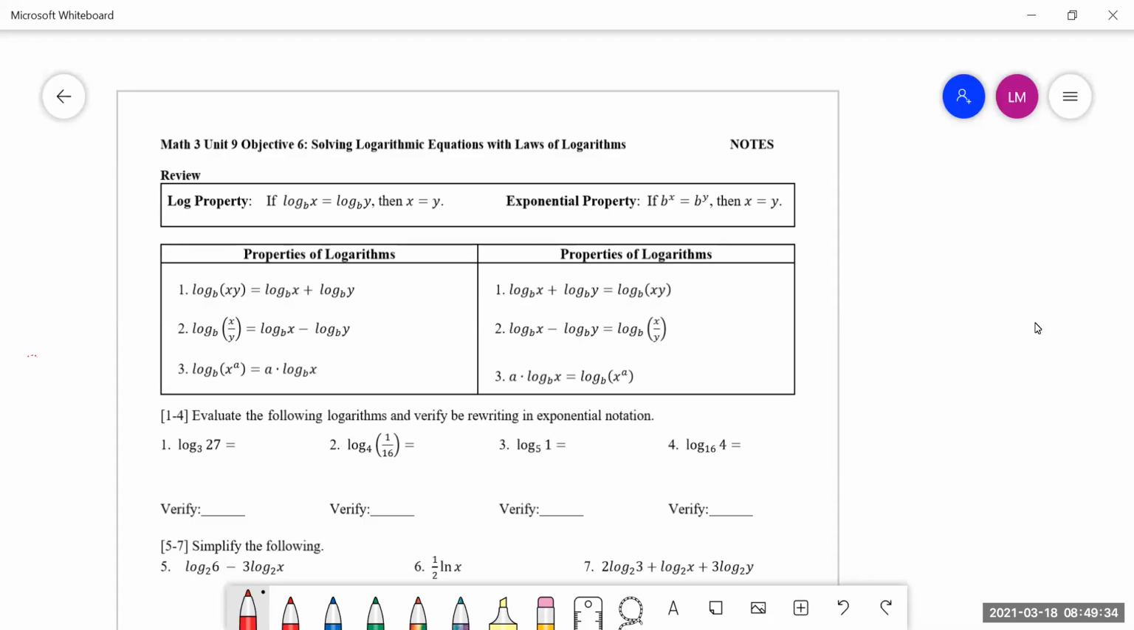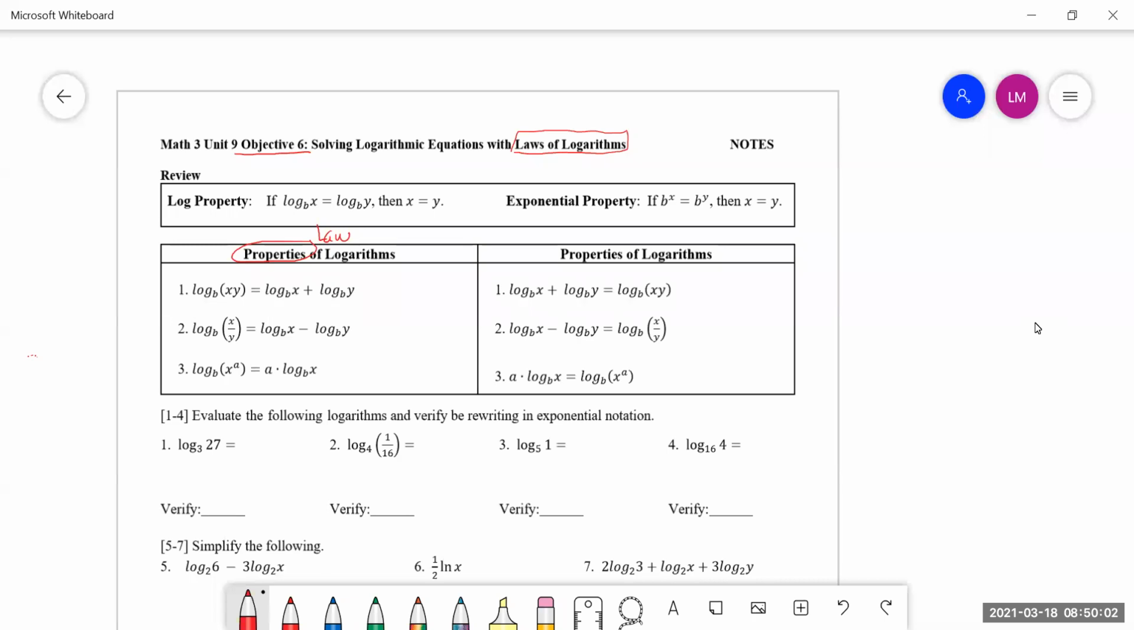We're starting objective 6, and we are going to put together the idea of solving logarithm equations, but we're going to use the laws of logarithms that we learned in objective 5. We call them properties, but that's what we mean when we say laws of logarithms or properties of logarithms. We also have to use all the basic properties and rules of logarithms.